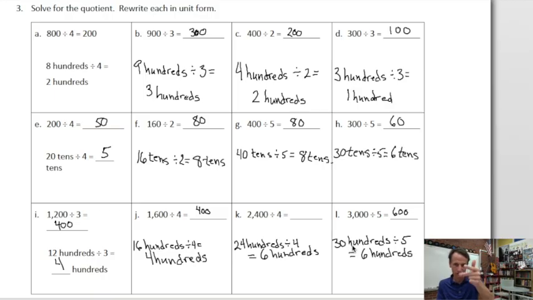6, 12, 18, 24, 30. Okay, so it checks out. The 5 of you got 600 each, and that's the 3000, the 3000 we started with. Woo, that was a lot of work, huh?